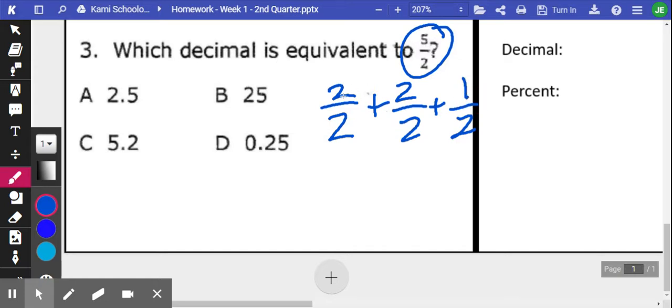There's a couple ways we could look at this. Here's a whole number, here's a whole number, and then here's a half. So just breaking this fraction down, we're going to end up with 2 and 1/2.